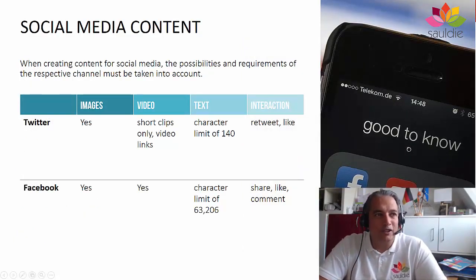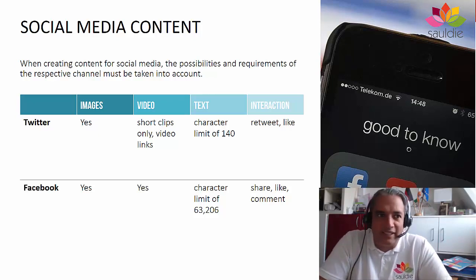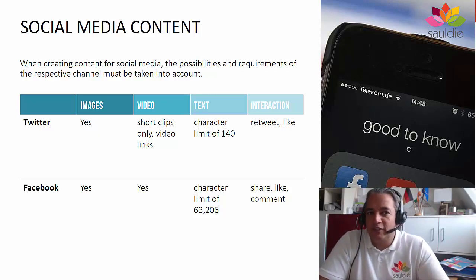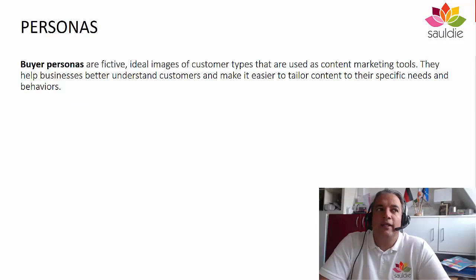Social media content. So when we are creating this content in content marketing, we should be able to also understand that every network has its own limitations. For example, Twitter has a character limit of 140. Facebook has a character limit of 206 or 63, depends on how you see that. And that's very important to know. And the social media managers should be really aware of how to present the content and how to do that.